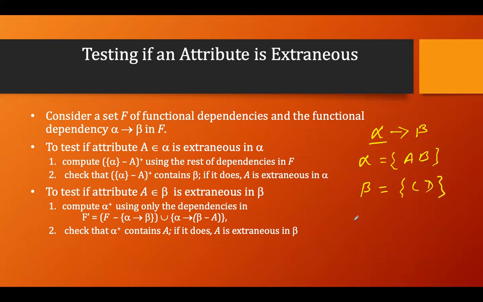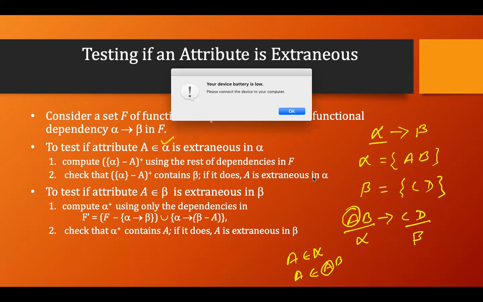So what is the ultimate functional dependency we have? AB determines CD, right? This particular part is the alpha part, and this particular part is the beta part. In the alpha part, let's say we have an attribute A. So definitely A belongs to alpha, because A belongs to AB, right? A is already there, and we have to find out whether A is extra or not. To find out whether A is extra or not, we just compute the rest of the functional dependencies.